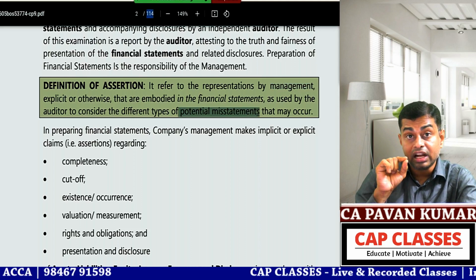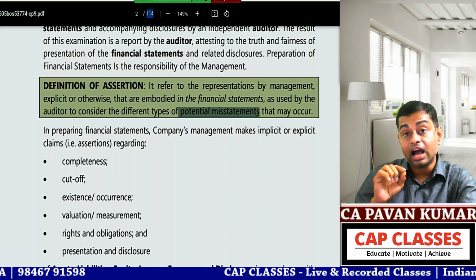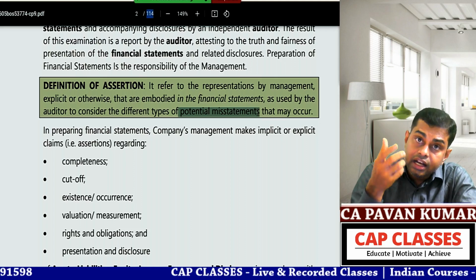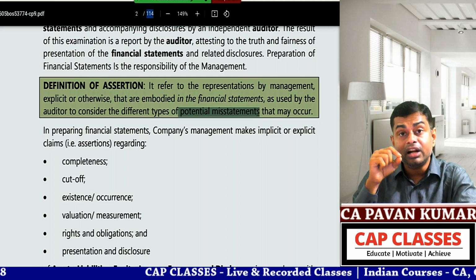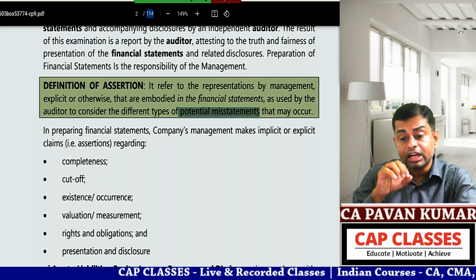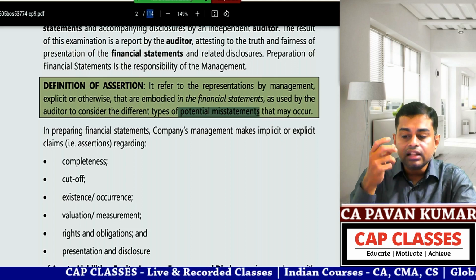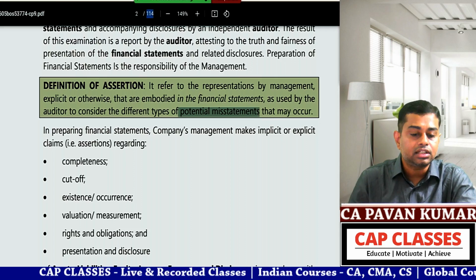So can a misstatement occur in completeness? Can a misstatement occur in terms of omission? Can a misstatement occur in valuation? Can a misstatement occur in legality? Can a misstatement occur in occurrence or existence? Can a misstatement occur with rights and obligations? So these are the questions the auditor has to ask.